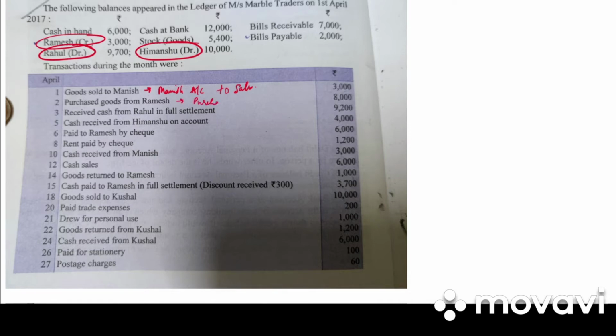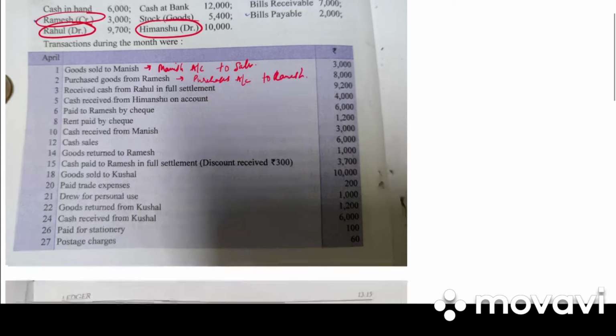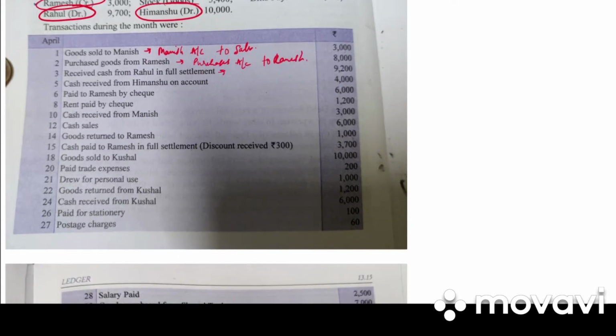Then we have purchase goods from Ramesh. Purchases account to Ramesh account. Goods purchased. Narration. Received cash from Rahul in full settlement, that is 9,200. Rahul had to pay us 9,700 in the opening entry. He has only paid us 9,200.